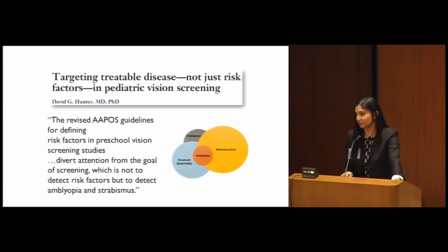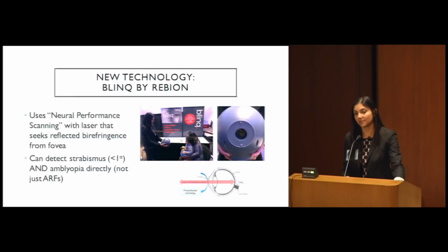So all of these different forms of vision screeners are looking for different risk factors for amblyopia. They're looking for need for glasses or subtle strabismus, but they're not actually looking for amblyopia itself. So the question is, is there some form of technology that can look for that directly, without beating around the bush, and give us a more accurate test result? So yes, there is this new technology that's just been created. It's not out in the market yet, but it will be soon.